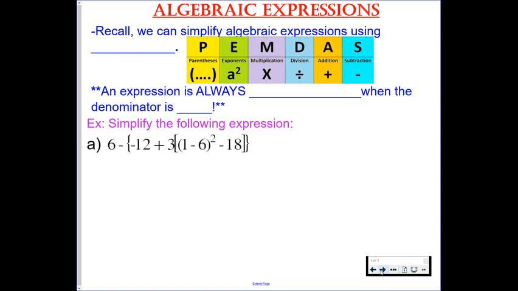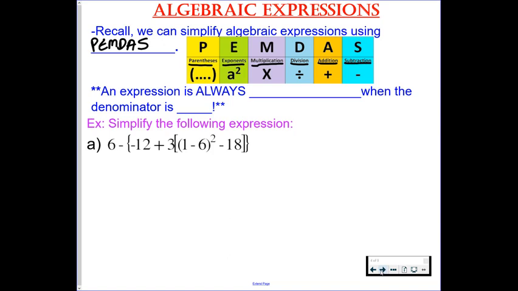Recall we can simplify algebraic expressions using an acronym that's abbreviated PEMDAS. PEMDAS is something you probably have heard a lot. You've heard it in middle school and stuff, but this is what PEMDAS stands for. P stands for parentheses. E stands for exponents. M is multiplication. D is division. A is addition, and S is subtraction. So this is the order that we use to simplify expressions.